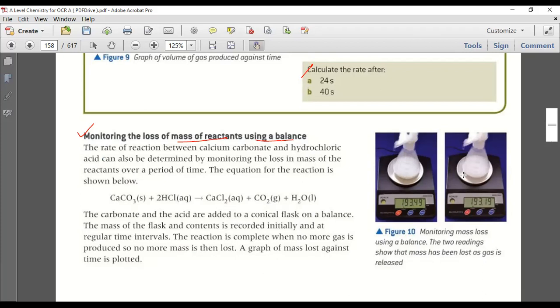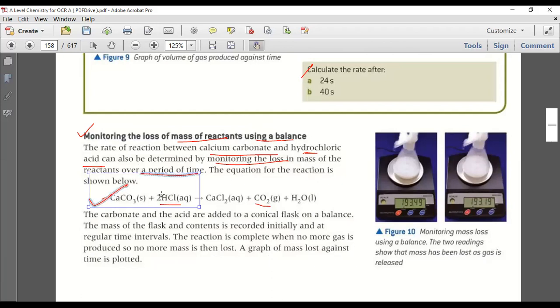So as the mass is lost, it means that the gas is produced. For example, calcium carbonate, CaCO3, when it reacts with HCl, will produce carbon dioxide. So the rate of reaction between calcium carbonate and hydrochloric acid can also be determined by monitoring the loss of mass over a period of time. The reaction is something like this. There is a loss in the mass of the reactant calcium carbonate.